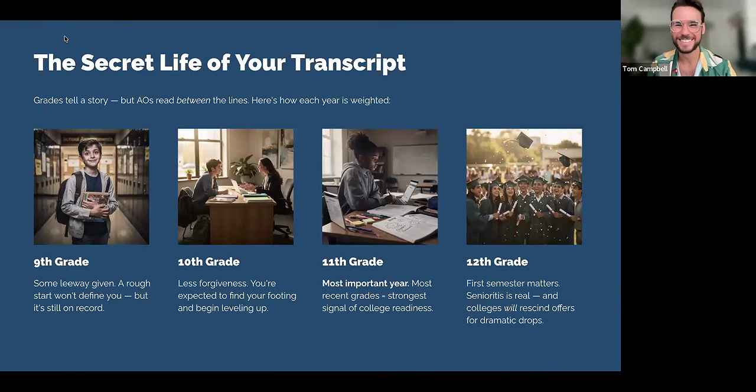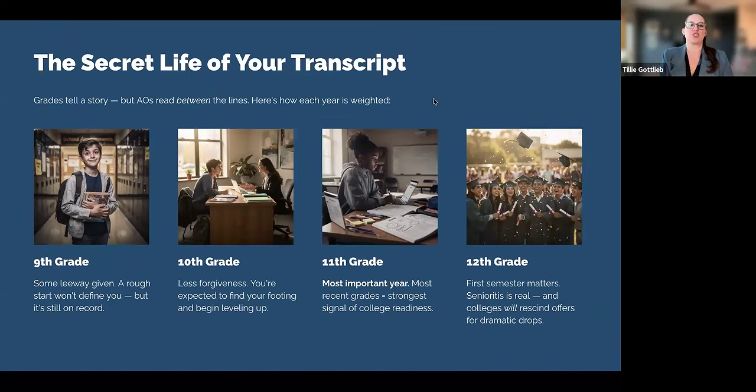Now Tom will take over to talk about what we're terming the secret life of your transcript, but Tom was talking about this earlier, everybody, which is to say that your transcript and your grades really do tell a story, right? There's so much beyond just those letters or numbers, and admission officers are trying to read between the lines. Sometimes you can give them a lot of help and give them extra context for ebbs and flows, and we'll get into that. But I want to give you a general sense for how we are viewing each grade as we go through.